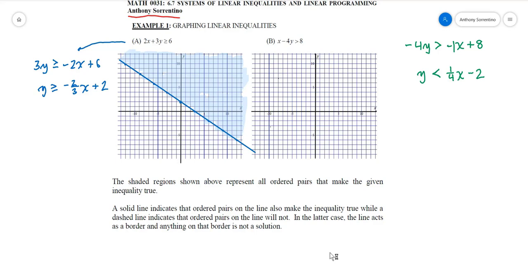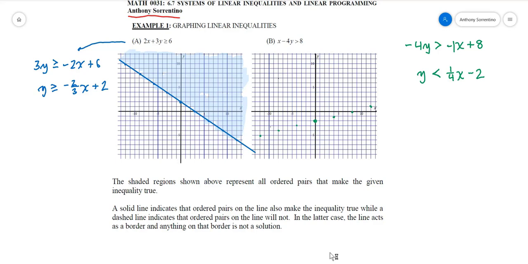What I'm going to do is graph this line again. So I'm going to go down -2 on the y-axis and go up 1, right 4, up 1, right 4, up 1, right 4. I can also do down 1 and left 4 as well. Now, when I do this, anything along the line 1/4 x minus 2 is not going to make this true. Like, for instance, the point 0, -2 is on the line. But if I put those points in, 0 for x and -2 for y, I would have 8 being greater than 8. That's not a true statement.